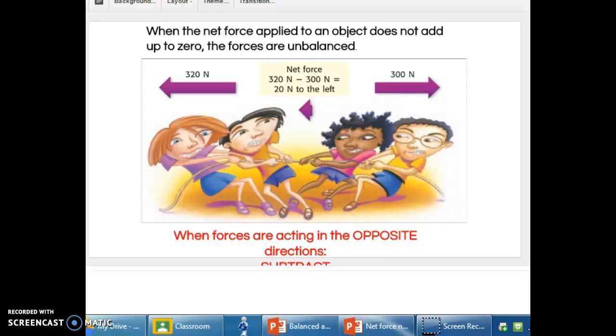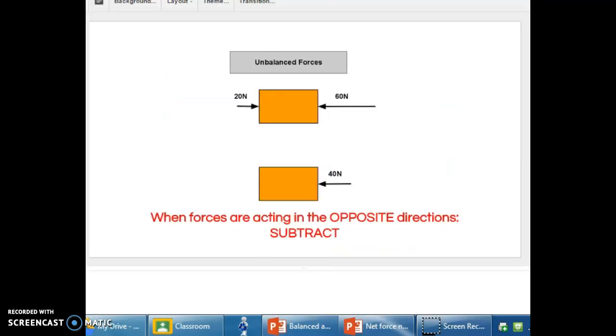So write what is written at the top. When the net force applied to an object does not add up to 0, the forces are unbalanced. Write that down in your notebook. Going to the next slide. Here I have 20 newtons being pushed to the right. I have 60 newtons being pushed to the left. Those are opposite, so you subtract. When you subtract, then you get 40 newtons. So this box is moving to the left at the force of 40 newtons.